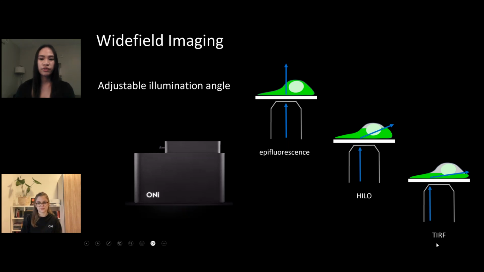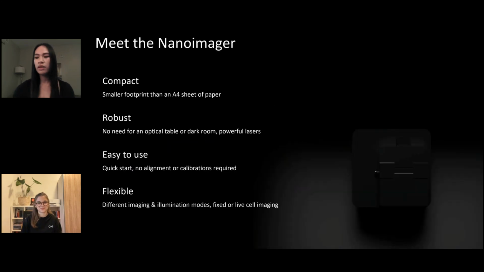And then we have TIRF, and TIRF is basically changing your illumination angle of light to what's called a critical angle. This allows you to see structures at the cover slip. And this is where single molecule imaging ties in with TIRF, so that we can image right at the cover slip and get those localizations. TIRF is not a localization technique, but it does assist in getting a better signal to noise ratio, essentially.